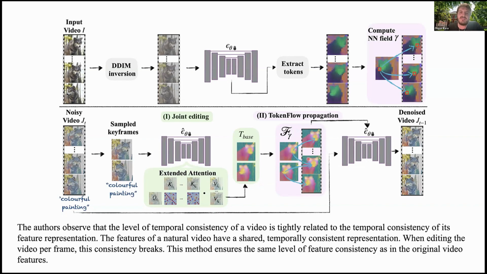These are just the details, but the key idea is this token flow propagation part, where they use this calculated correspondence field and use a linear interpolation between the features of the corresponding patches for the previous and later frames. And hence they ensure that the same level of feature consistency is ensured as in the original video features. So it gives temporally consistent videos using this approach.